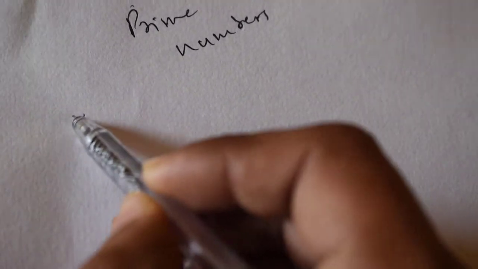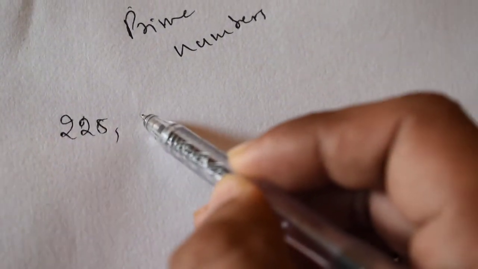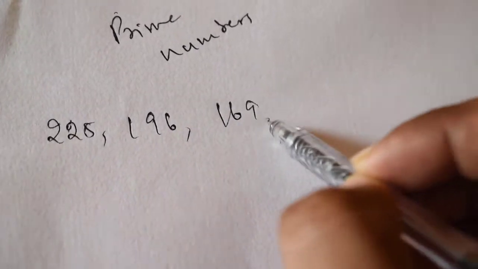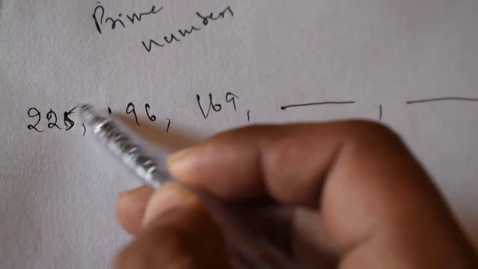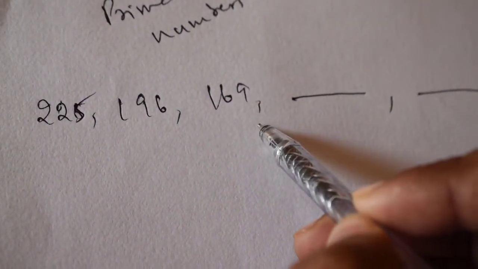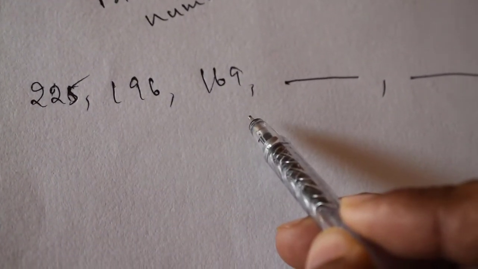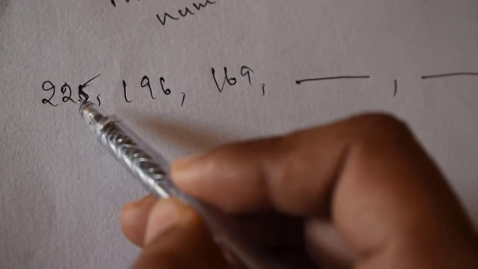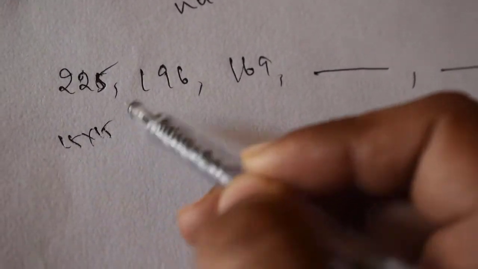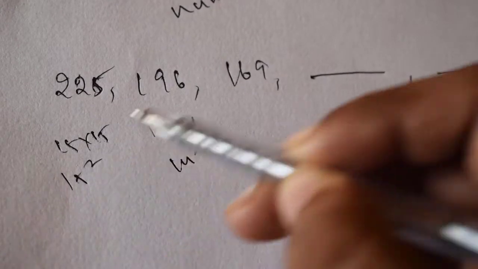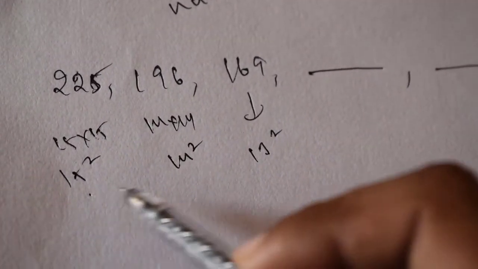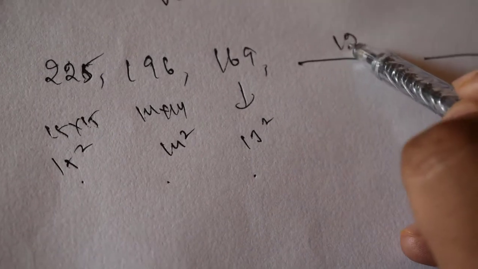Now let us start with another example. 225, 196, 169, then dash, dash and dash. When you consider this example, the first one is 225, then 196 and 169. You need to see what is the common feature between these three. When you look at 225, it is 15 into 15. When you come to 196, it is 14 into 14, that is 14 square. It is 15 square. So this is 13 square. So 15, 14, 13, and the next one will be 12 square.